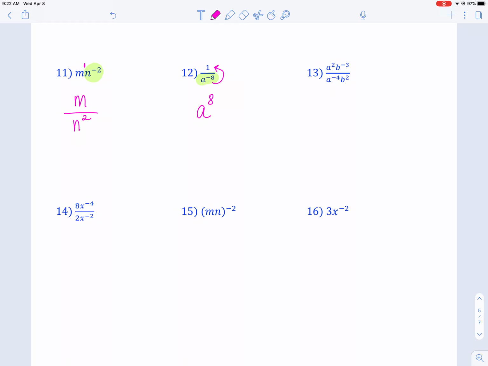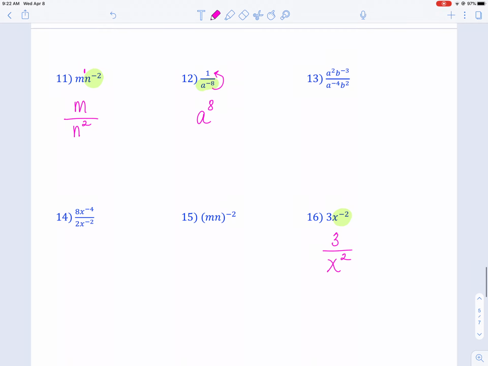I just want to show you number 16. Very similar to 11. The 3 is not being raised to the negative 2 power. 3 stays in the numerator. But look, this x to the negative 2, I want to make it positive. So I'm going to drop it down to the denominator, and it becomes positive. Okay, so you could rearrange before or after, it's up to you.